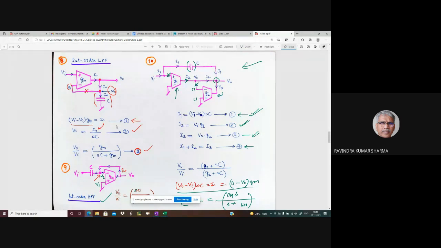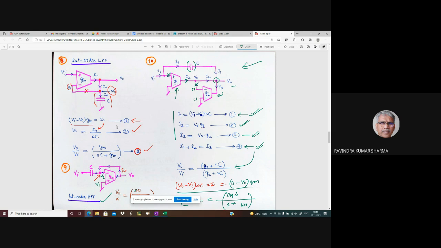आउटपुट की नोड पे KCL लिखा गया है. I1 plus I2 is I3. और ये I1, I2, I3 यहाँ लिखे गए हैं. इनको 4 में यूज करके then you just find out VO by VI. Is that right? Yes, sir. So when you work out, you get VO by VI is (G1 plus SC) by (G2 plus SC).